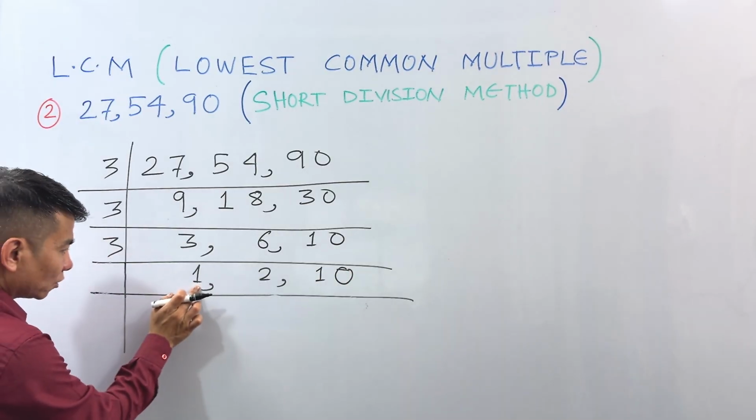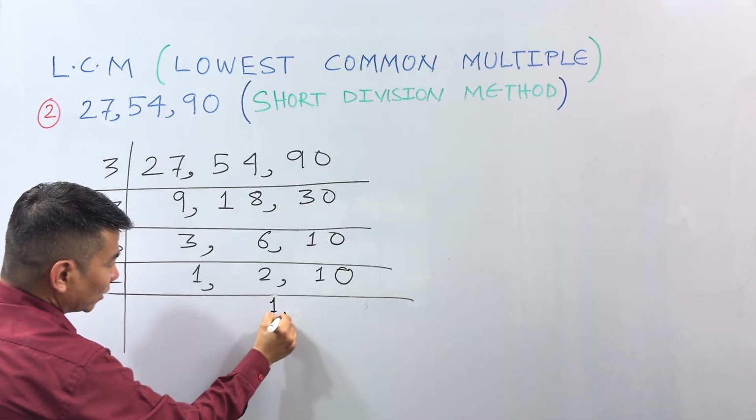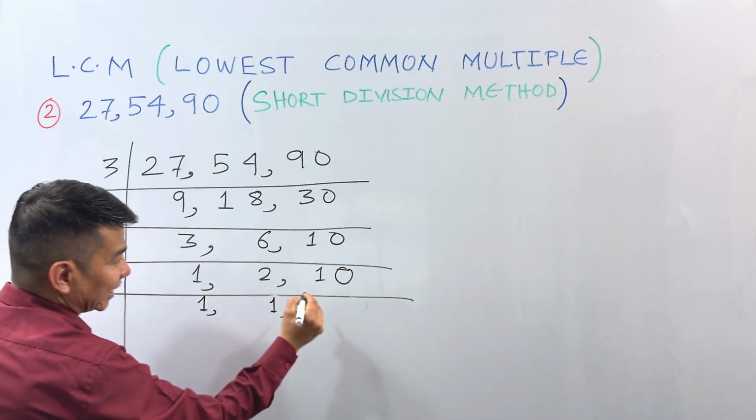Now there is 1 in the first number. So we move to the next number. So we divide 2 by 2. And 1 gets carried forward here. And we can divide 10 by 2.